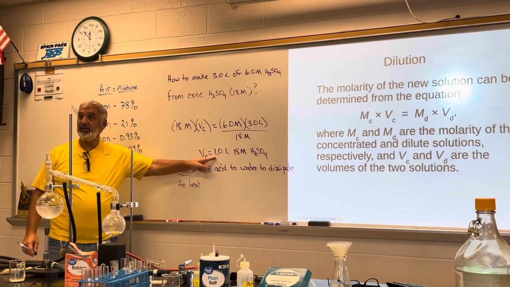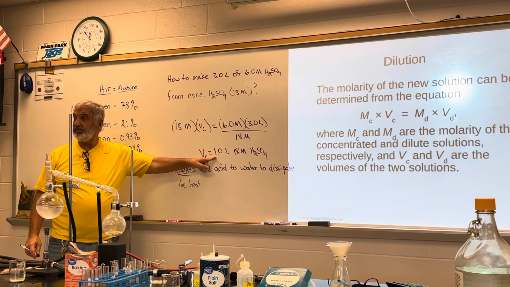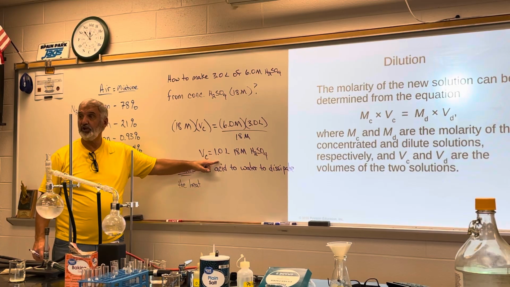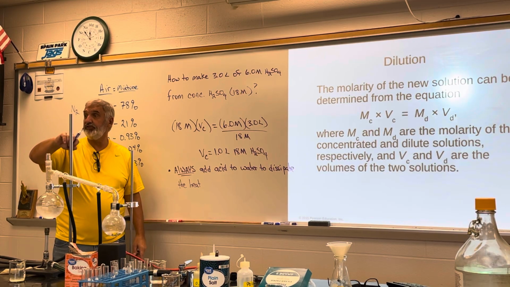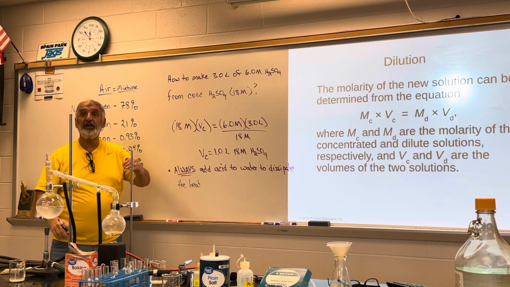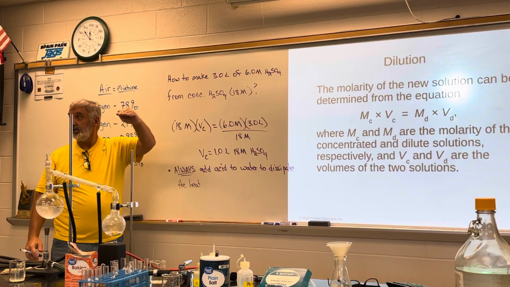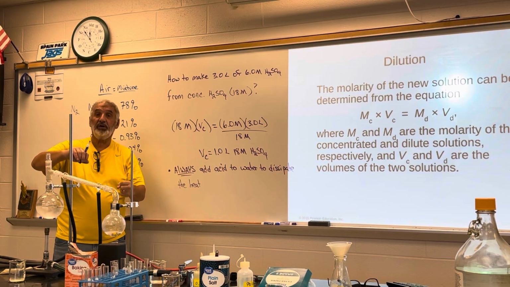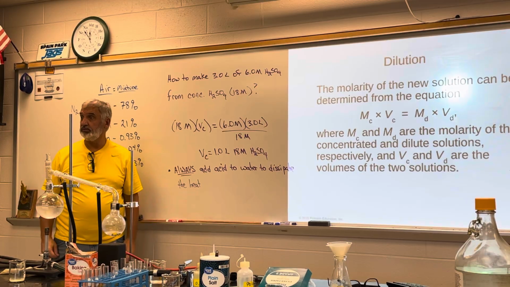So what you have to do to dissipate the heat, I know that I'm going to dilute it to a liter. I'm going to use 333 milliliters, so that means I can go up to 666. But what I'm going to do is put in about 500 milliliters of water, then slowly add in my 333 milliliters of acid, and then fill it up with water the rest of the way, because you want to have as much water present to dissipate the heat so the water doesn't boil.